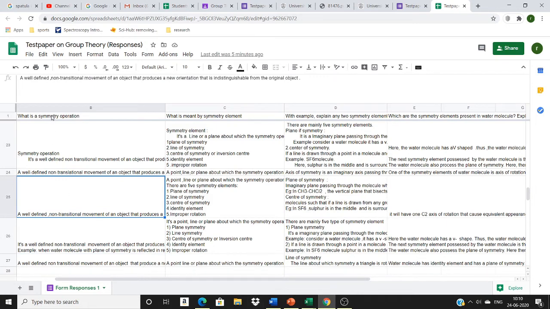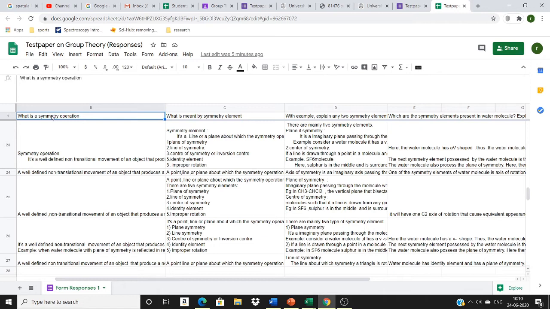What is a symmetry operation? It is a well-defined non-translational movement of an object that produces an indistinguishable new orientation. Okay, it gives us a new orientation and it is indistinguishable. And as example, here I'll show you one of the answers.